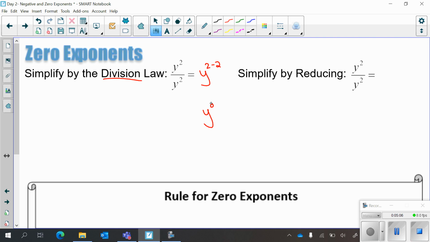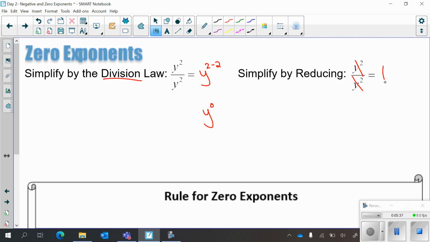Now, if you were to simplify that by reducing, y squared divided by y squared, something in the numerator crosses out with something in the denominator. For example, 3 divided by 3 is 1. 4 divided by 4 is 1. Negative 8 divided by negative 8 is 1. So y squared divided by y squared, something divided by itself, is 1.